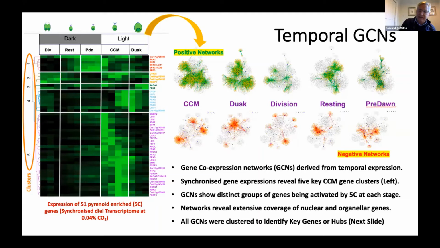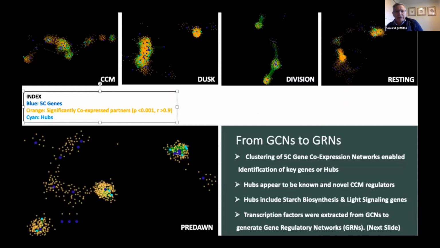And this is the latest data that has just come hot from New Delhi. And here we can see that we can start to identify where the core genes associated with the CCM and the pyrenoid, they're in blue, how they, during the various phases of the CCM cycle, are distributed within co-expressed partners and the particular hubs that we find.